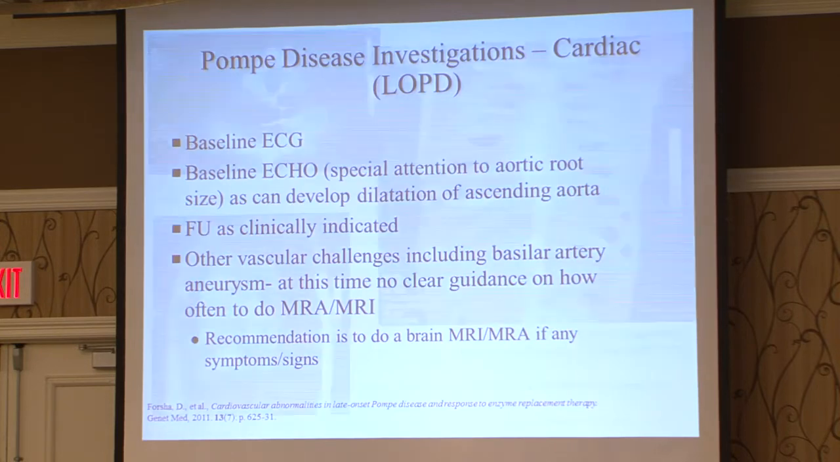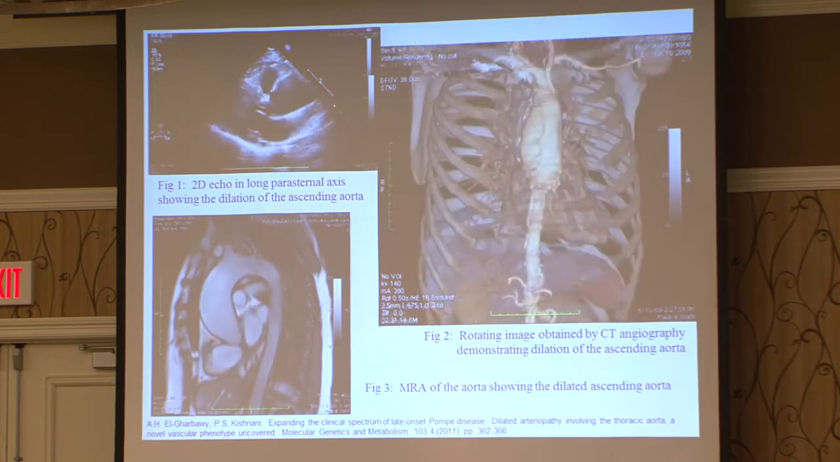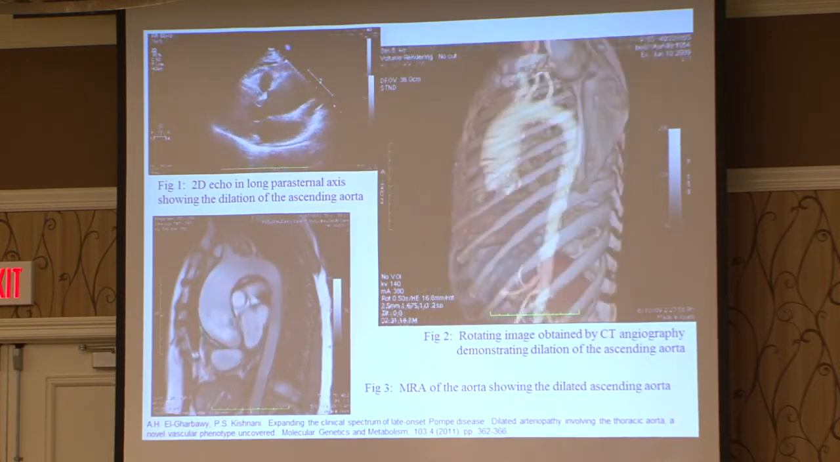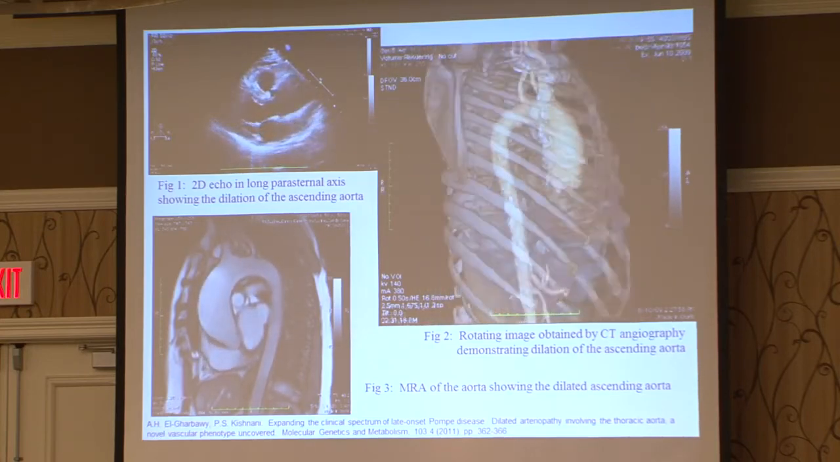But clearly, it should be done if there are signs and/or symptoms which are suggestive of any kind of neurological involvement. So here I really also want to show you how we have vessel involvement of the ascending aorta, or the large blood vessel of the heart. And so when an echocardiogram is done, not only to look for the heart muscle thickness, but also to look at the measurement of the aortic root. And I hope you can appreciate that there is an increase in the thickness of the ascending aorta here.